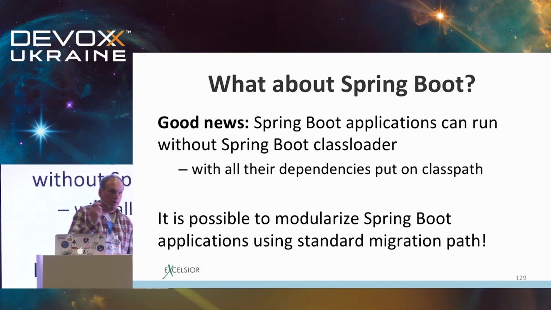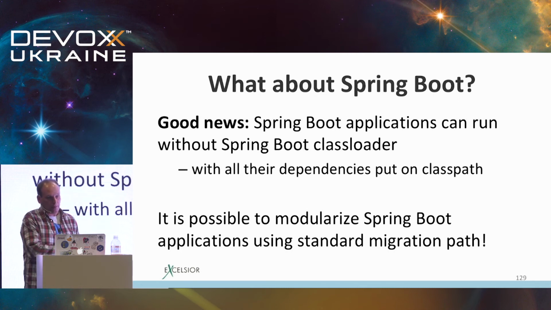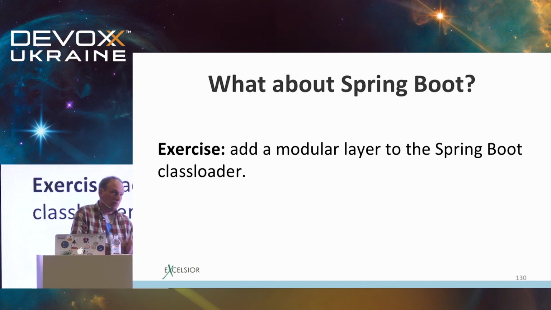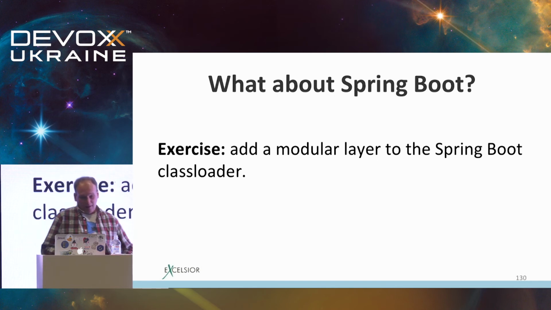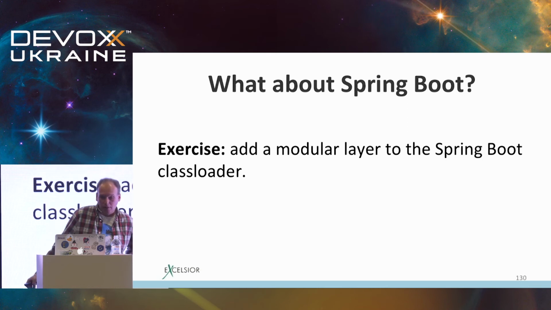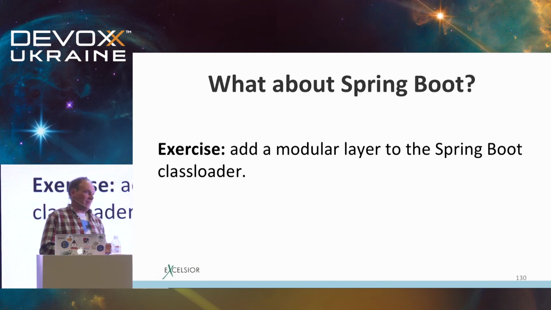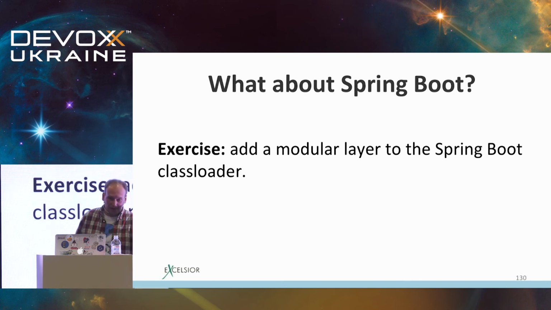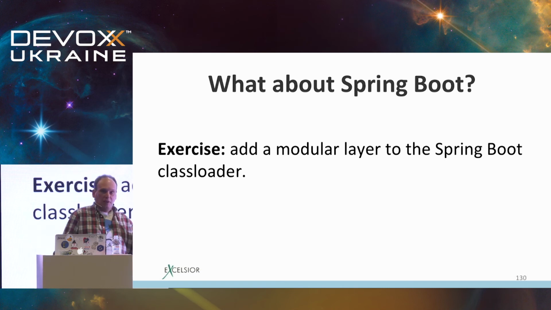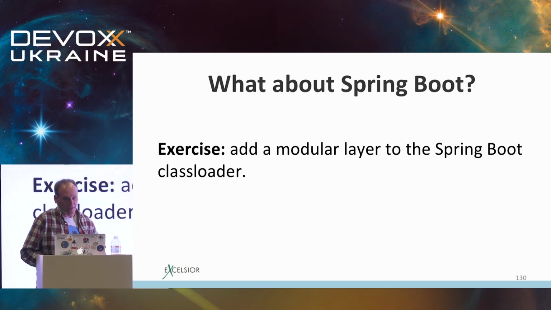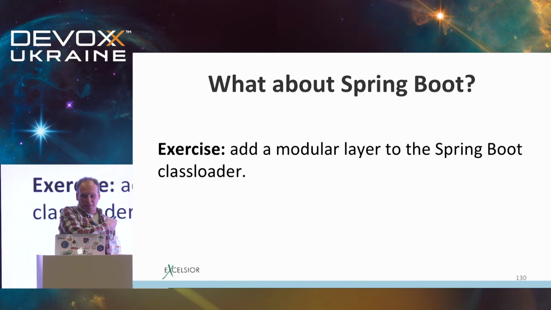And if you absolutely require one jar deployment, you can fork the Spring Boot class loader and add a module layer to its class loading logic. Spring Boot is open source. It has the only one class loader, so the task seems to be 2 times easier than what I solved for Tomcat. And that's all for today. Let's sum up what we've learned.